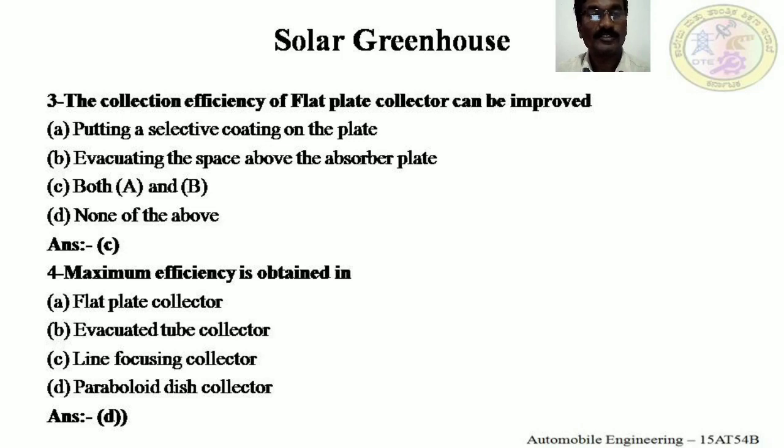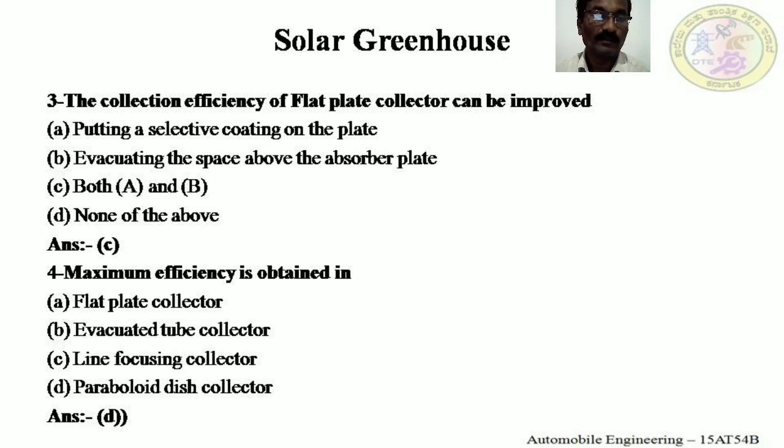The third question is, the collection efficiency of the flat plate collector can be improved. First one is putting a selective coating on the plate. B, evacuating the space above the absorber plate. So these two points are correct. Both A and B are correct, so the answer is C.